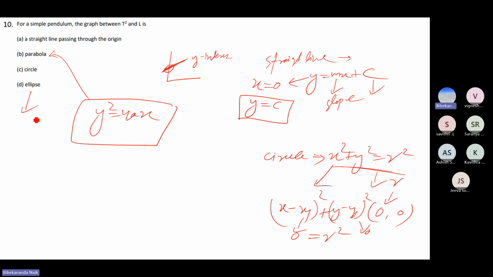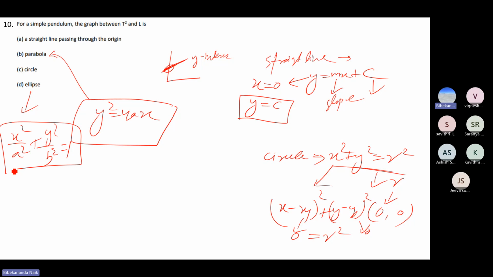And the equation of an ellipse is x square... The equation of an ellipse is basically, a circle is a special case of an ellipse. So in both cases r is equal. In case of an ellipse, since there are a semi-major axis and a semi-minor axis, it will be x square by a square plus y square by b square equal to 1. These are the equations of different conic sections.